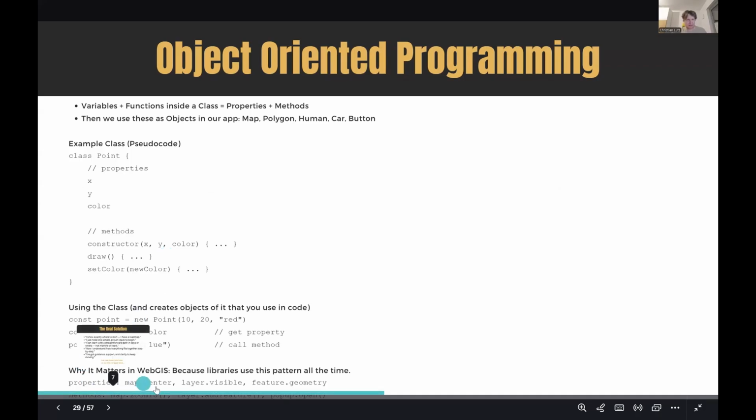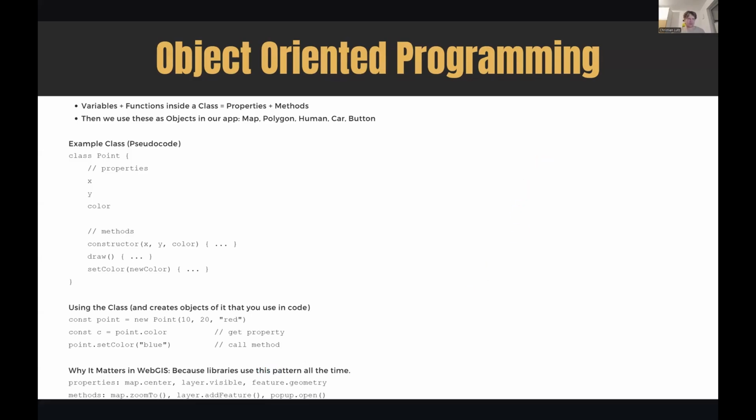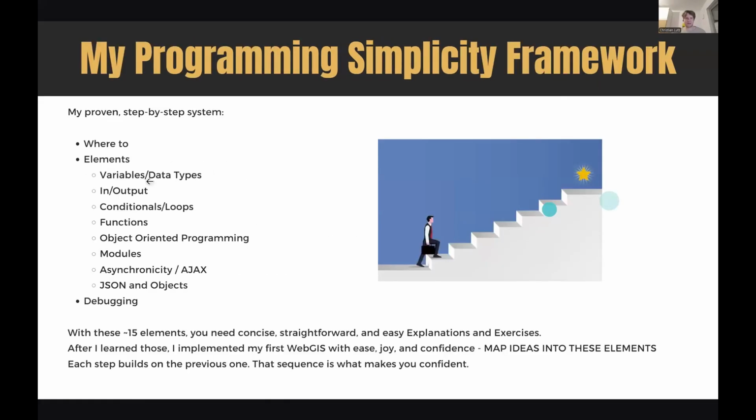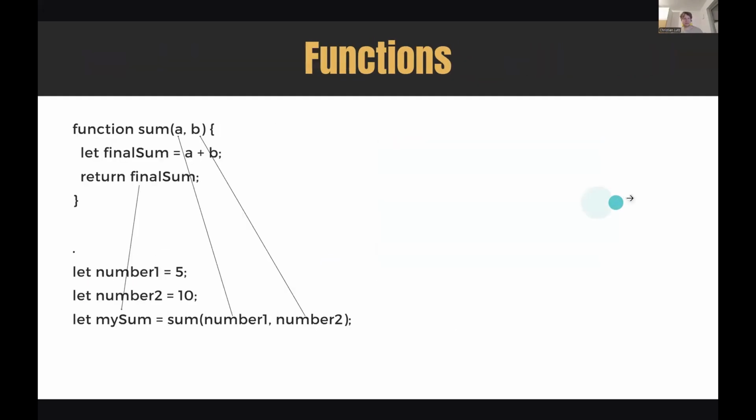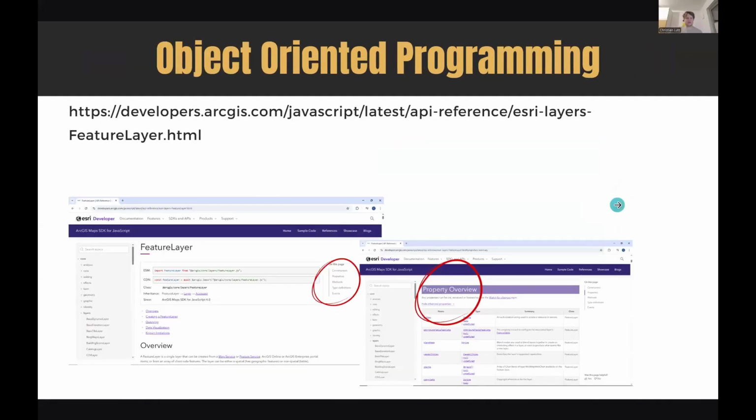The properties can be the map center. You want to know what the map center is. Is the layer visible or not? What is the geometry of a specific feature? So you can get it like this. And below that, if you look at the bottom, the methods: map zoom to, layer add a feature, popup open the popup. This is what you do all of the time in WebGIS libraries and any other libraries as well. You're using its objects and its functionalities. And if these functionalities are not there, congratulations, you have just learned JavaScript here, and you can create everything else. This is what makes you insanely valuable out there for everyone.